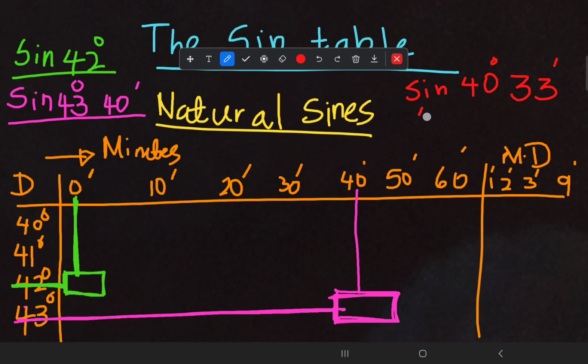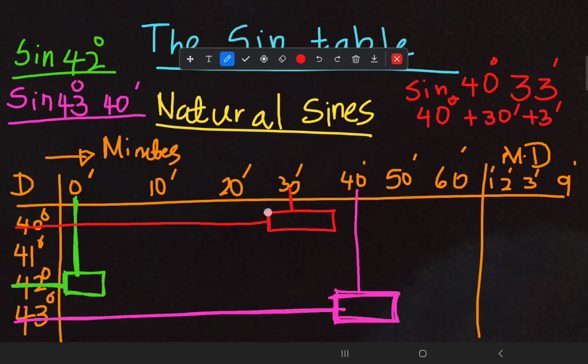Okay, let's see. So, sine 40 degrees 33 minutes means 40 degrees plus 30 minutes plus 3 minutes. We can split up like this. Sine 40 degrees, that means this is our sine 40 degrees, and 30 minutes, that means sine 40 degrees 30 minutes. That's a very easy task. We found this particular value. With that, there is another additional 3 now. This additional 3 is indicating our mean value.